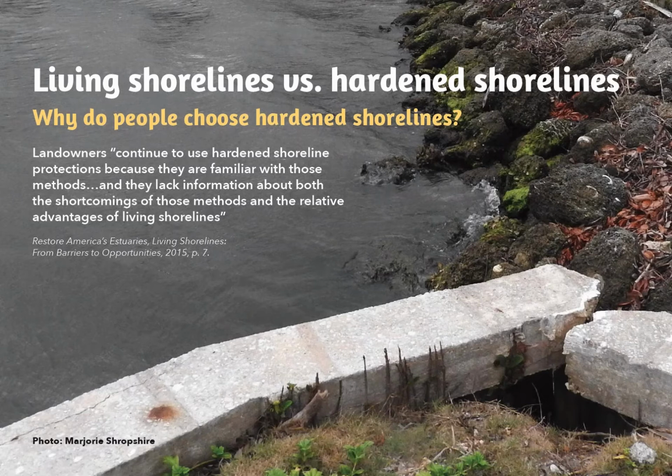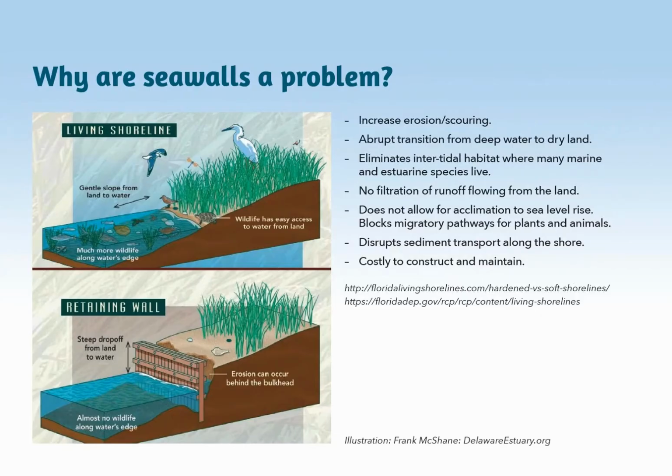And if you think about why do people decide to do this? Because it doesn't look real good, for one thing. It doesn't have much in the way of environmental function. But look at the Restore America's Estuaries quote: landowners continue to use hardened shoreline protections because they're familiar with those methods, and they lack information about the shortcomings and the relative advantages of living shorelines. So a lot of people put in seawalls, and that's sort of an issue mainly because it creates this really abrupt transition between deep water and dry land.